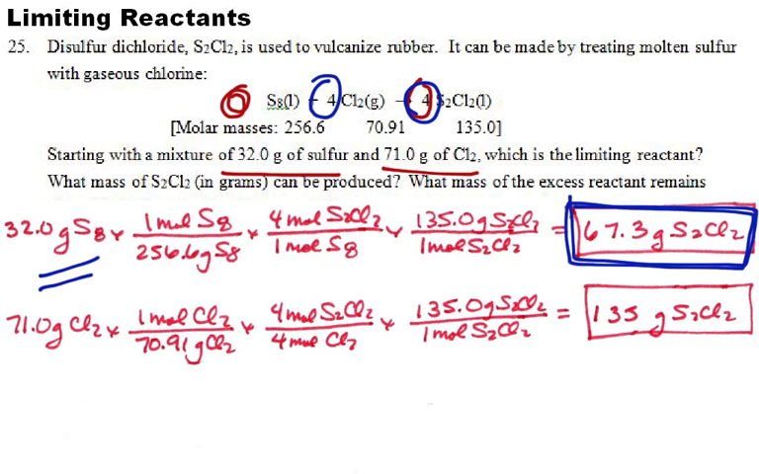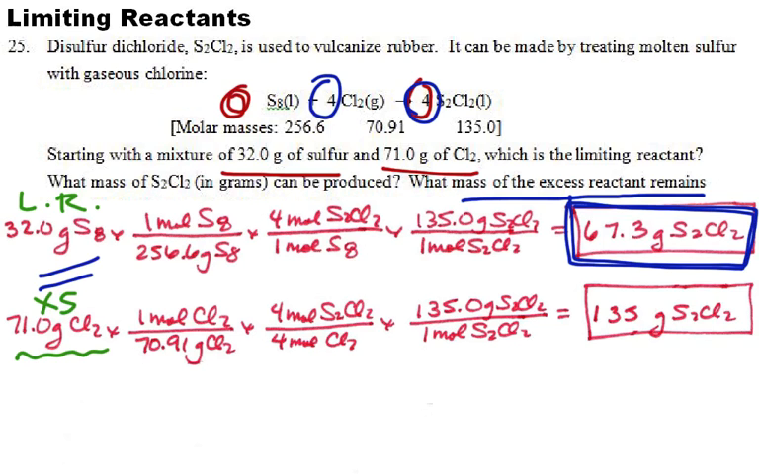Now they have the last part, and that is, what is the mass of the excess reactant remaining? So we can see that we have too much chlorine. Then this is our limiting reactant, so the chlorine must be our excess reactant. So we want to know how much of that is left over. So that means we have a third problem to do.